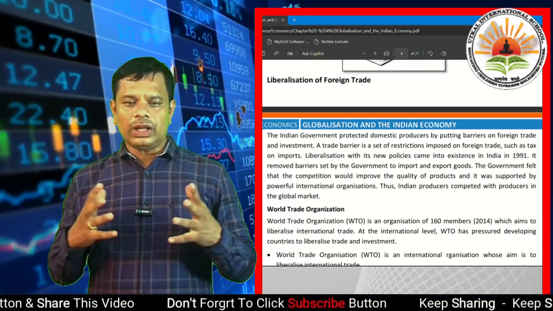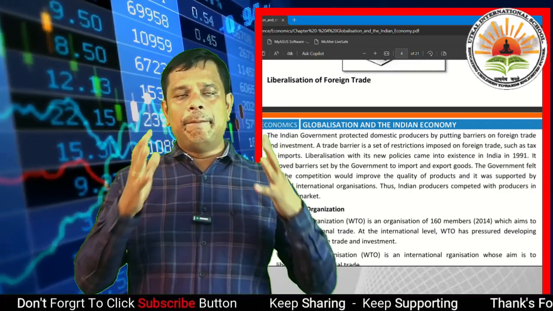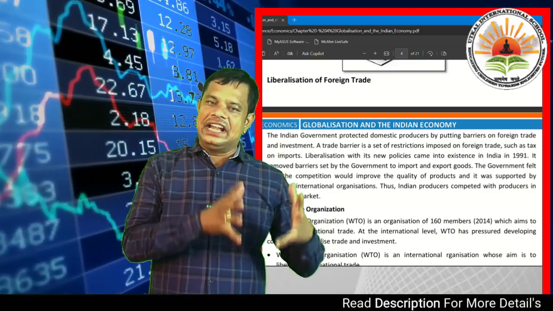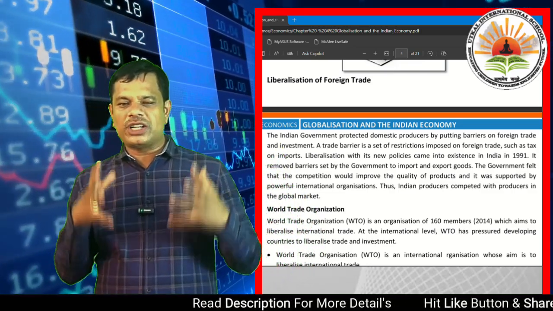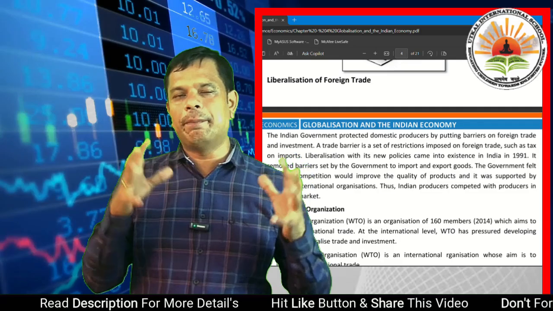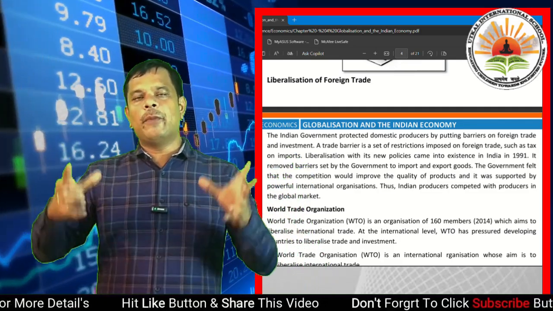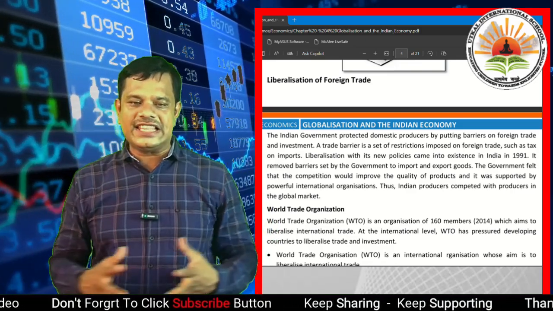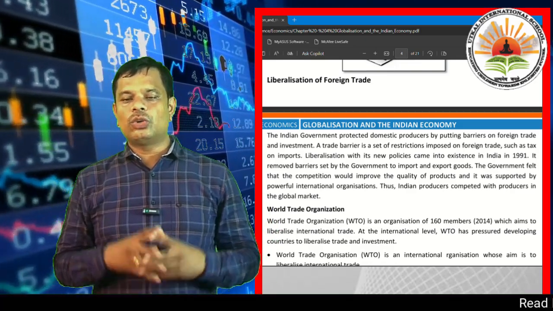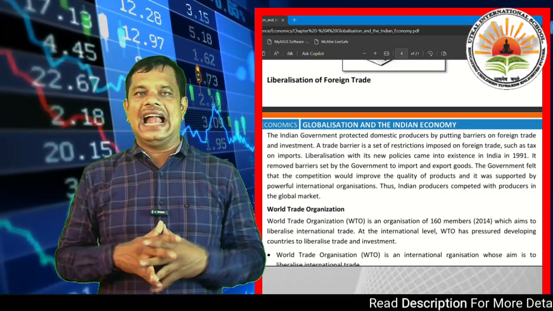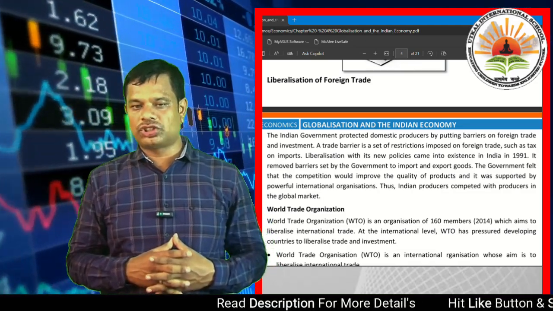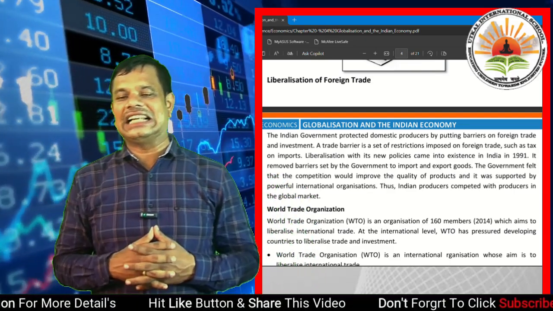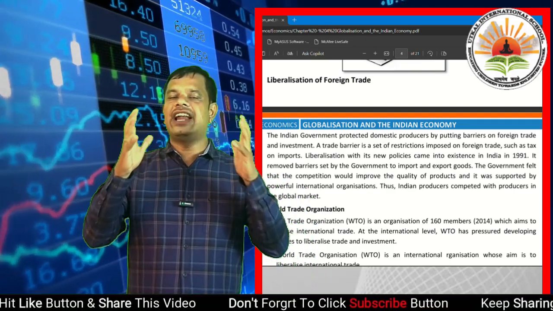So what happened before 1991? Before 1991, the government protected domestic producers by putting barriers on foreign trade. There were many more barriers on foreign trade before 1991 because it was government policy, with restrictions on foreign trade and higher taxes on imports. So liberation, with a new policy, came into existence in India in 1991.